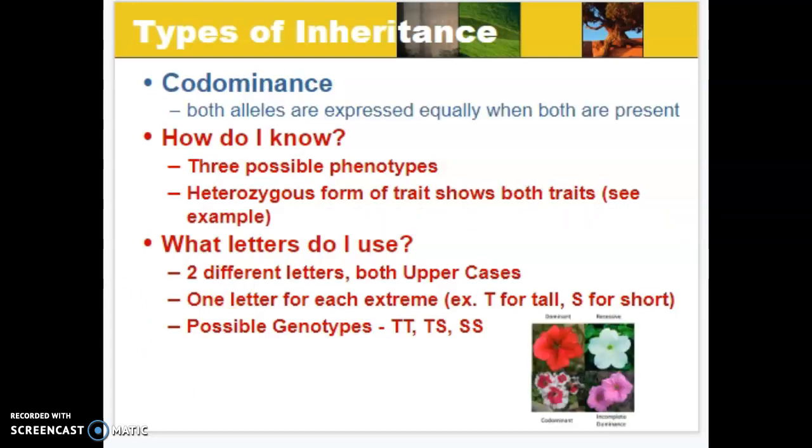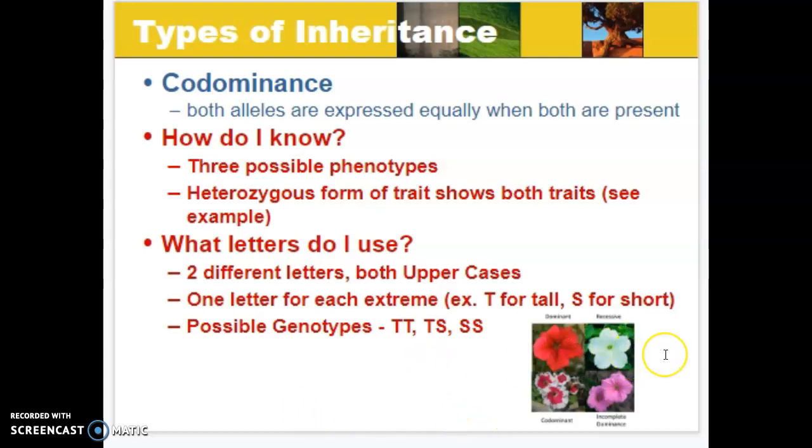All right, codominance. Codominance means you see both alleles. So if you got this one and that one, you're going to see both of them. So again, there'll be three possible phenotypes. It's the heterozygous that's going to show us. And again, we're using generally two uppercase letters because they're both dominant letters.